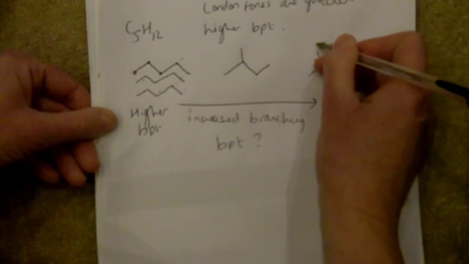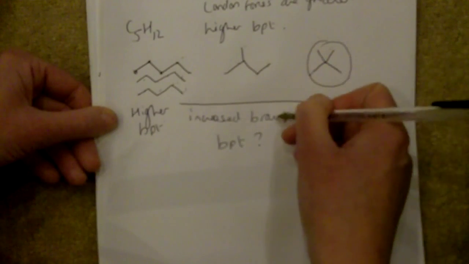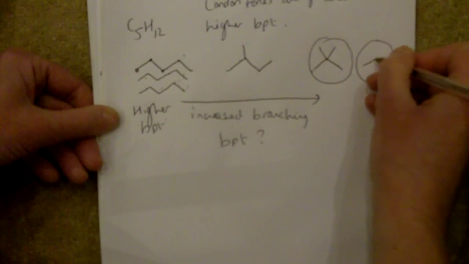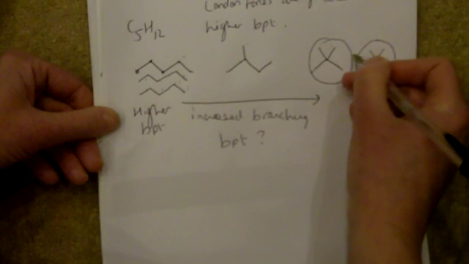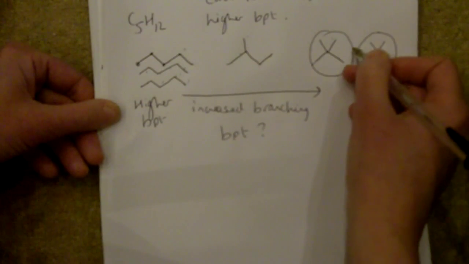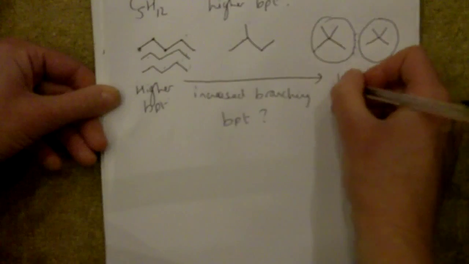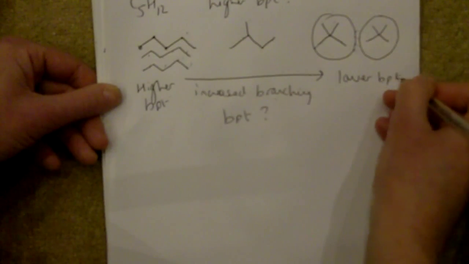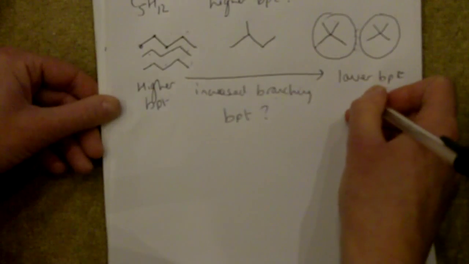Whereas this one is a spherical shape. When it packs next to another one, there are very few points of contact and very few London forces. This will have a lower boiling point. So the more branching you have, the lower the boiling point.